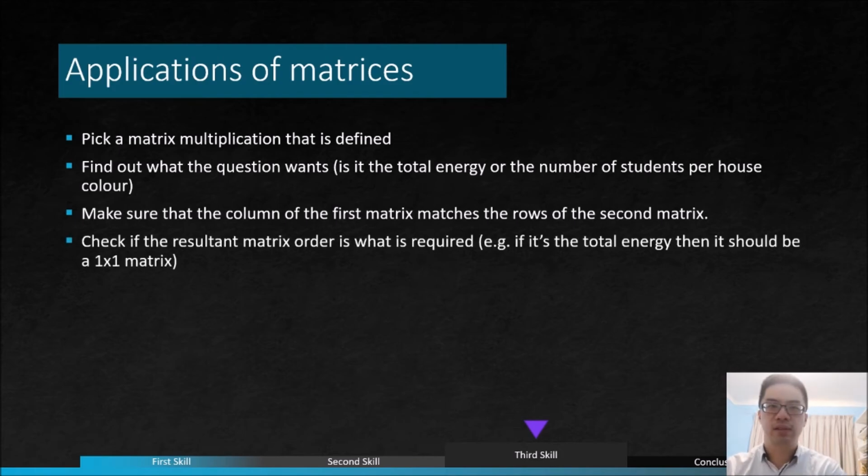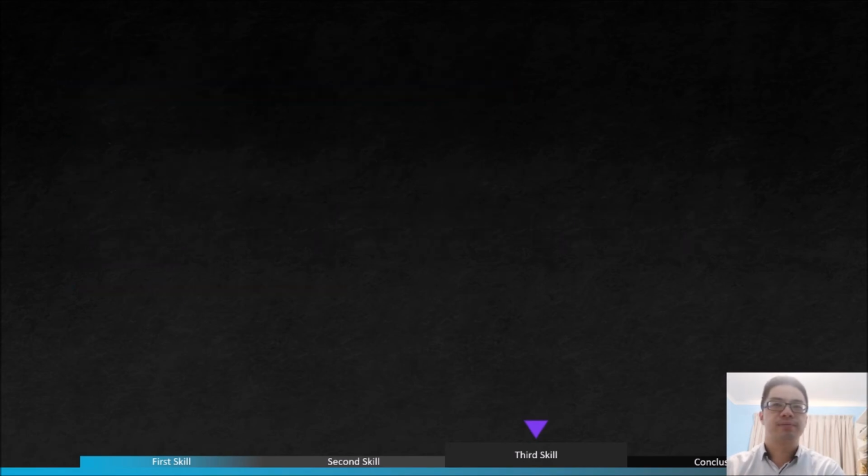Check if the resultant matrix order is what is required. If it's the total energy, then it should be a 1 by 1 matrix. If it isn't, repeat the above steps.